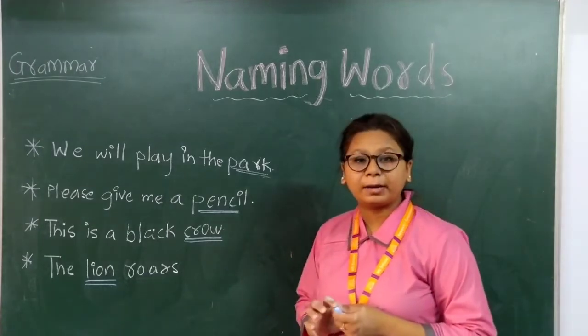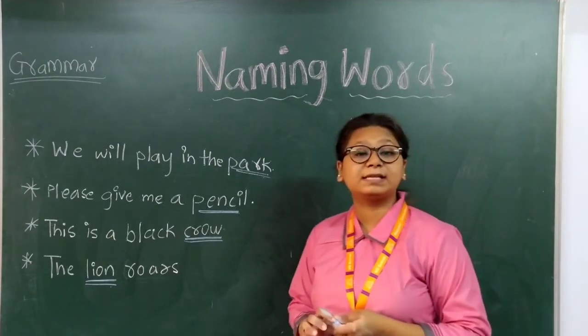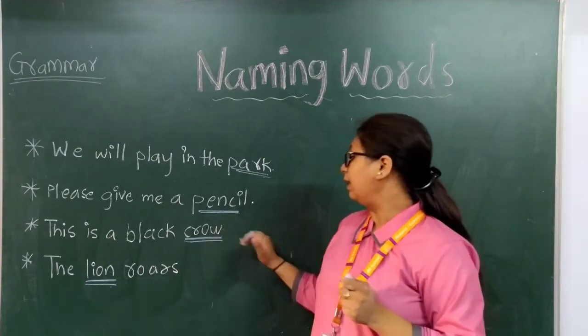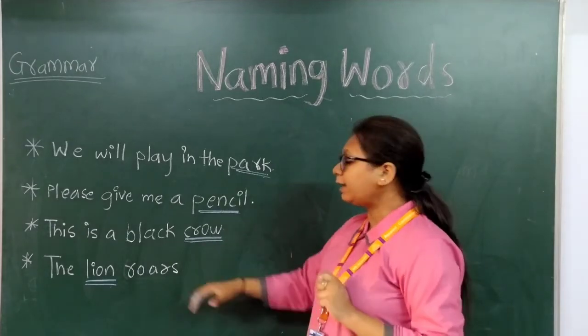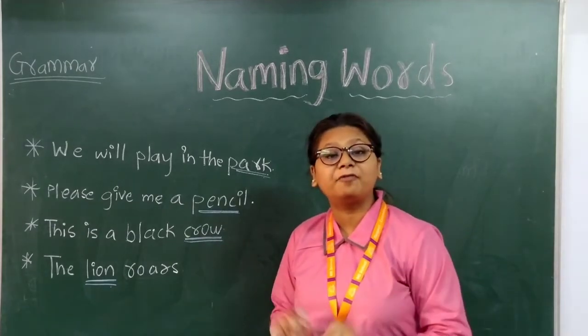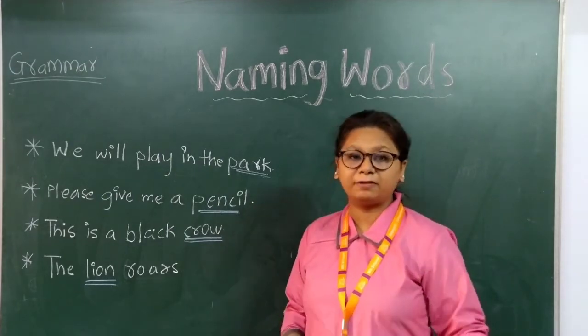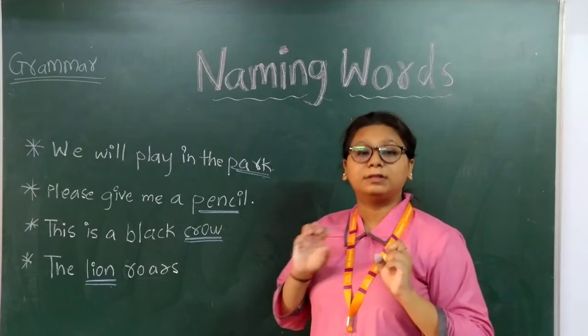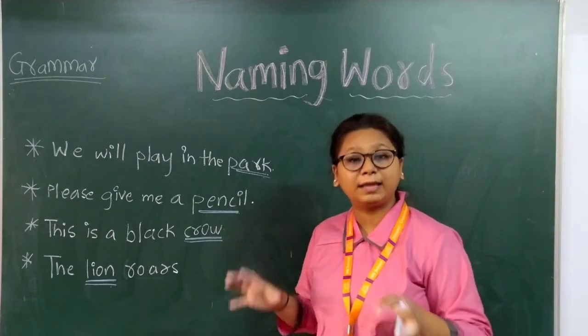Okay. Now your park. Park is the name of a place. Pencil. Pencil is the name of a thing. Crow. Crow is the name of an animal or a bird. And lion. Lion is again a name of an animal. So these are all the naming words because they name the thing, person or place in the sentence.